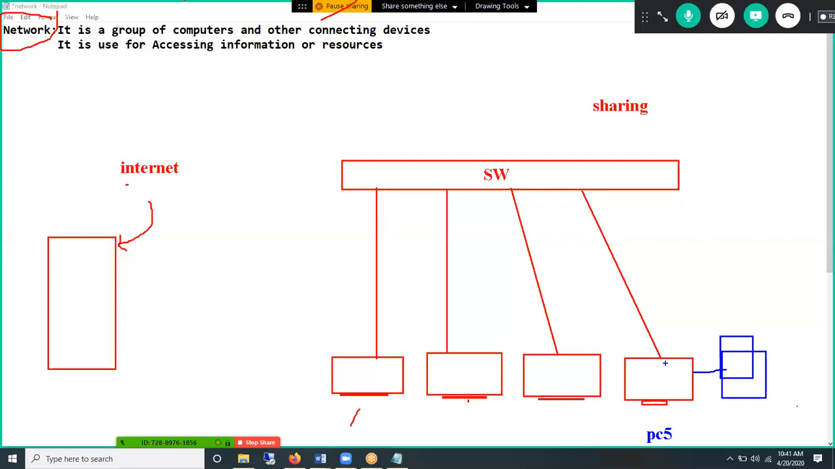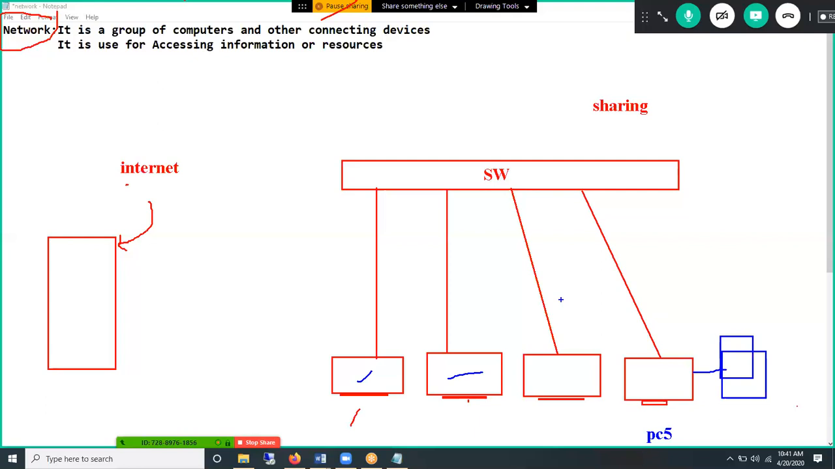If that machine is connected on the network, I can use this printer from anywhere. I can access it from PC1, PC2, PC3, from anywhere. So I can access this printer from anywhere in the network. This is the actual purpose of a network. Something available in one device can be accessed over the network by sitting on another device.